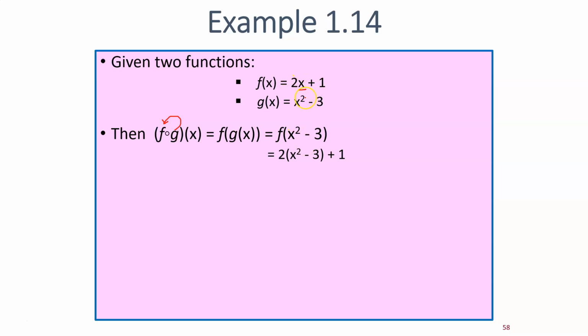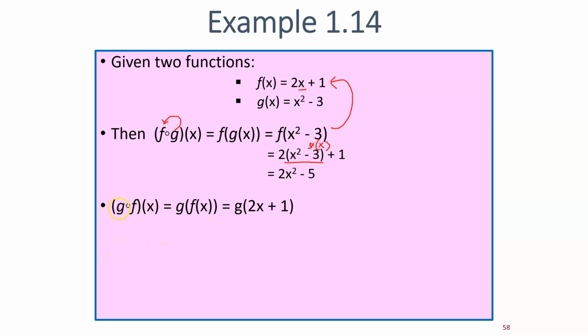So, originally you have this one, right? You have yang ni, f(x). So, sekarang dia ganti masuk yang x ni dengan x square minus 3. So, you will get 2 times (x square minus 3) plus 1. Macam tu. Ni actually adalah g(x). Dia ganti dengan g(x). You substitute g ke dalam f. So, you get the answer.